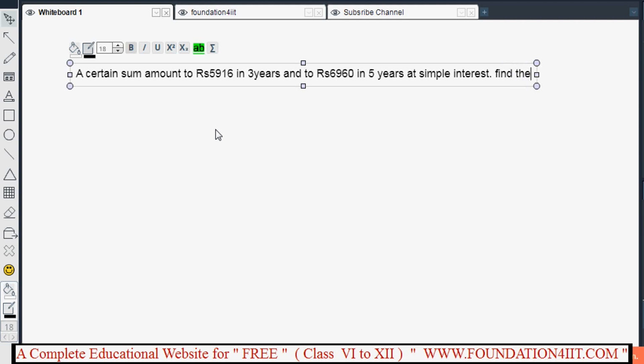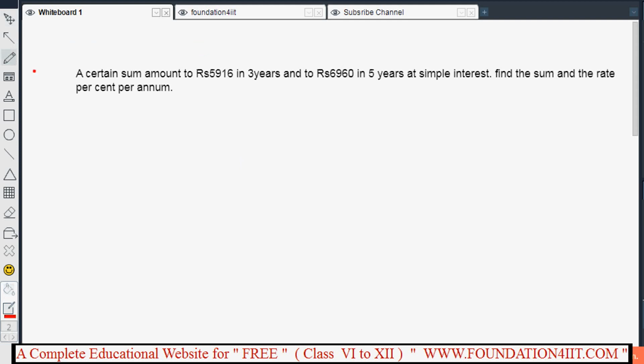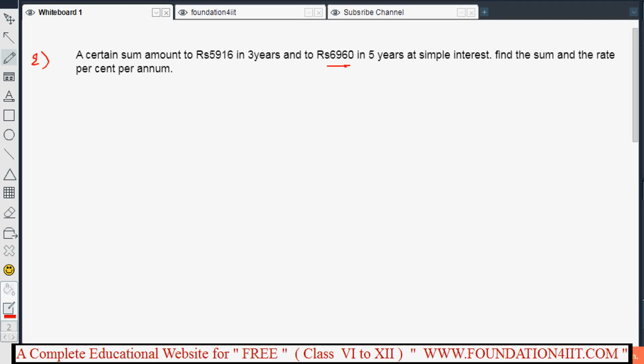Now find the sum and the rate per annum. We need to find out the sum and rate percent also. If you observe here, in 5 years this is the amount, and in 3 years this is the amount. That means if I subtract both, we will get simple interest for 2 years, right? You don't know simple interest, but simple interest for 2 years.